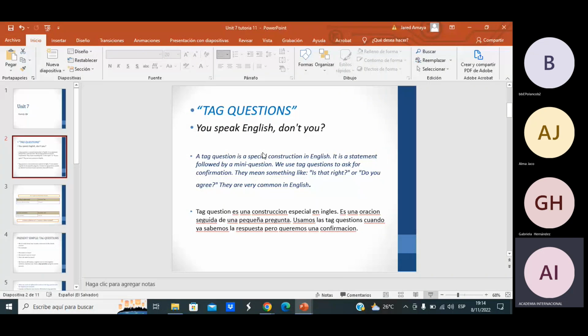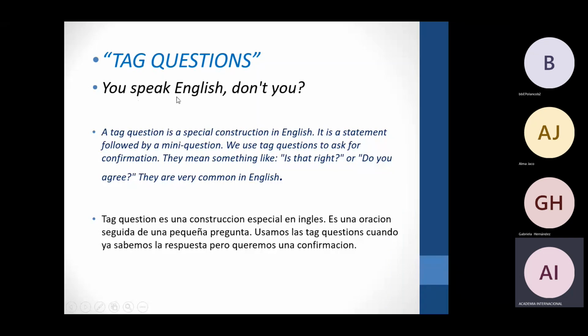And it says, you speak English, don't you? And that's everything. This is a tag question. You speak English, don't you? But if you pay attention, before the comma, antes de la coma, hay una oración. There is a sentence, an affirmative sentence. You speak English. And that's it. Y eso es todo.